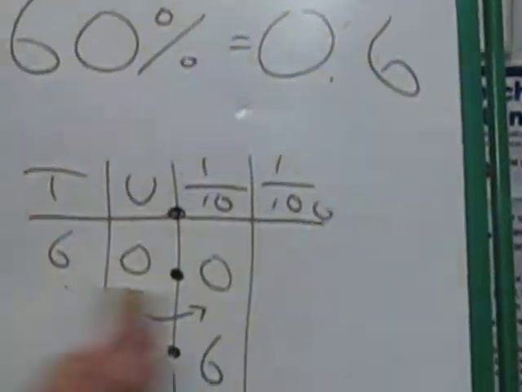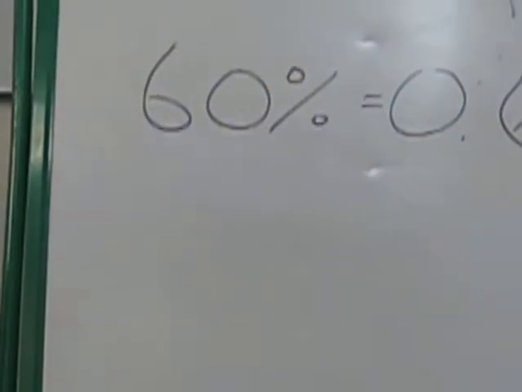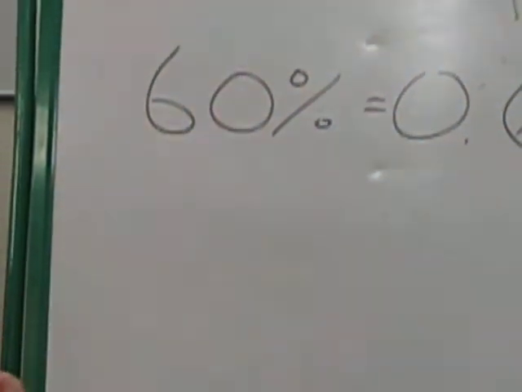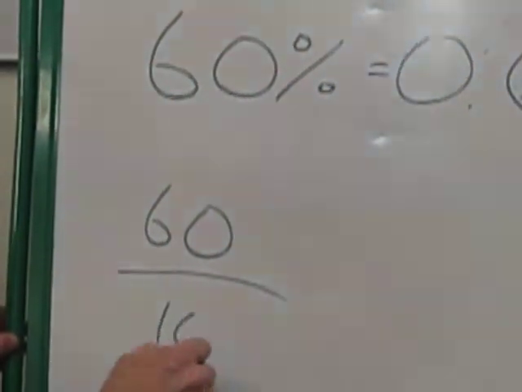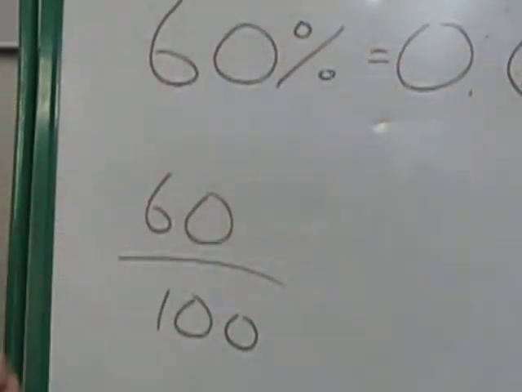Let's have a look now. How about finding the equivalent fraction? Well, any percentage, you can find the equivalent fraction by putting it over 100. So 60%, the equivalent fraction is 60 hundredths. And that is the equivalent fraction.